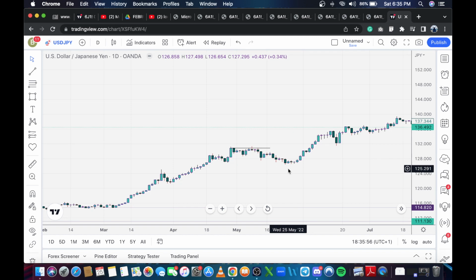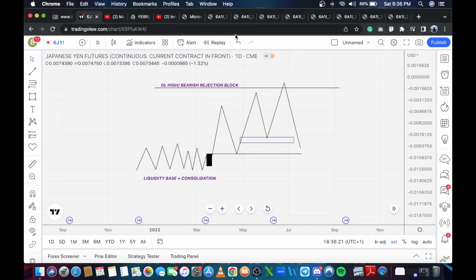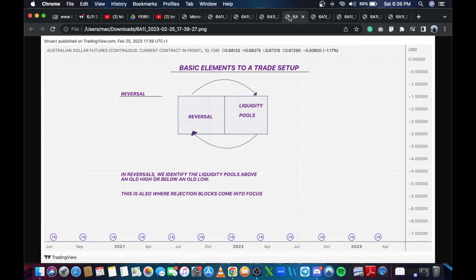So rejection blocks are more salient on the higher time frames because this is where the institutions are primarily focused. Now on the lower time frame, they're still also salient, but on the lower time frame, you're more privy to run old highs and old lows versus the higher time frames, where just running the rejection block is enough for a reversal in price. But going back into what market reversals are, when we deal with market reversals, we're more concerned with the liquidity pools, and in reversals we identify the liquidity pools above an old high or below an old low for the market to run into.